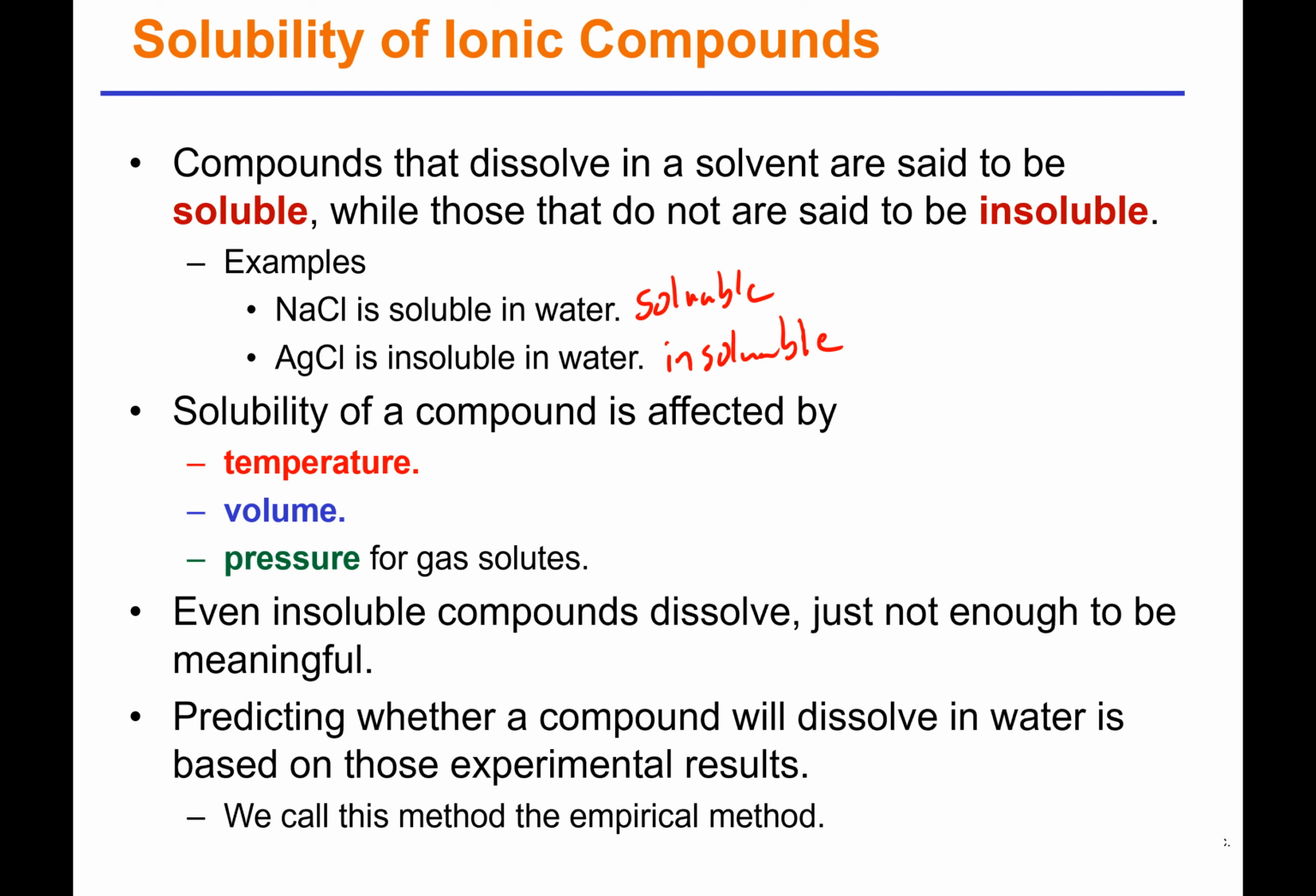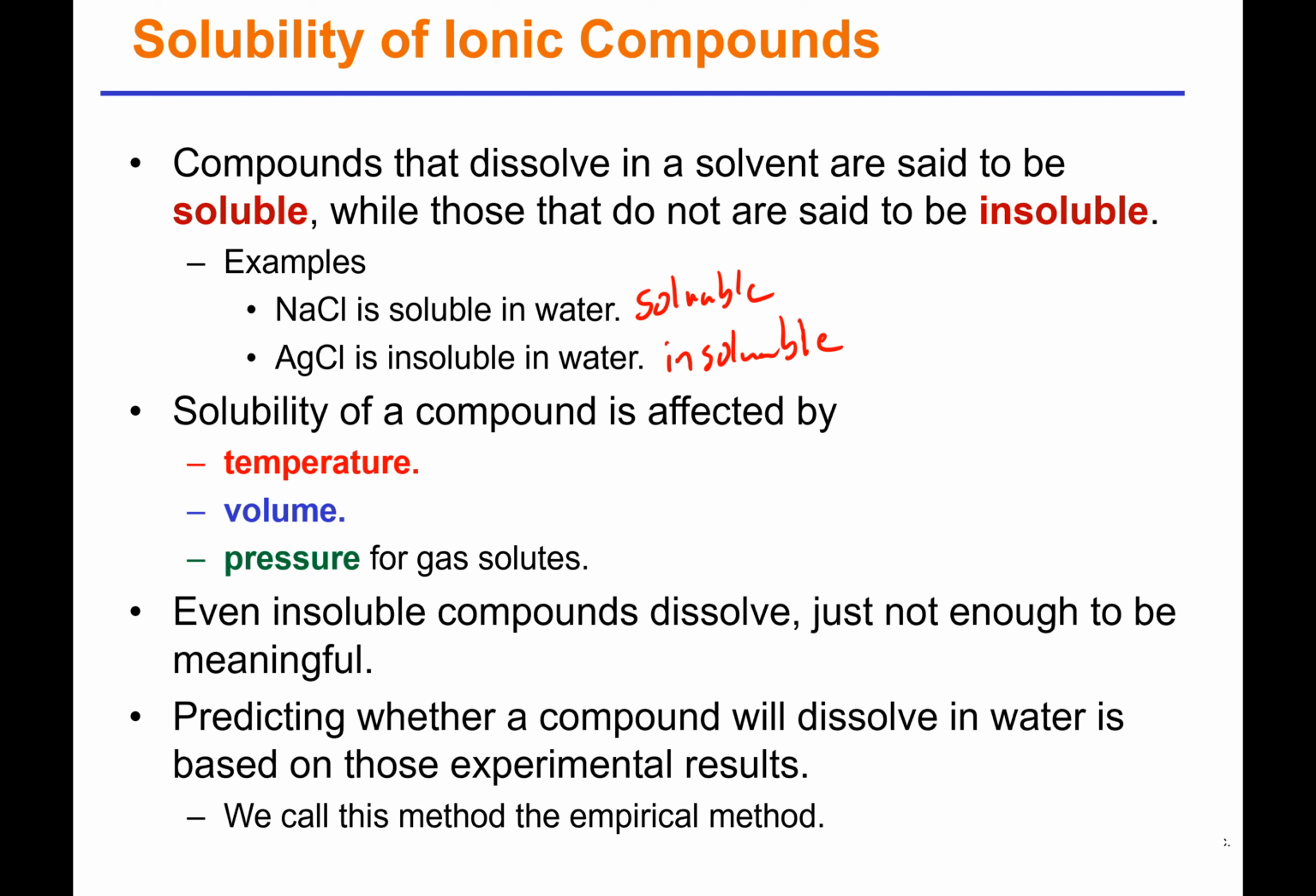Okay, here we have a statement: even insoluble compounds dissolve, just not largely enough to be meaningful. When I say silver chloride is insoluble, do I really mean that no ions are formed? Well, no, that's not quite true. But it's such a small amount of ions that we say it's not meaningful. You can actually do experiments where you measure the solubility of quote-unquote insoluble salts, and you'll find that there is some solubility there. But again, it's such a small amount that it's not meaningful in any way.